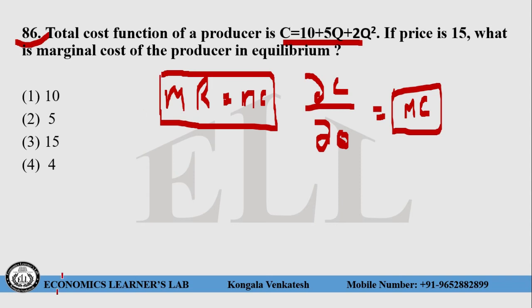So here the right answer for this question is choice number 3, that is 15. So use this formula, try to derive the answer. This is very basic simple mathematics. So there you will get an answer, that is 15.